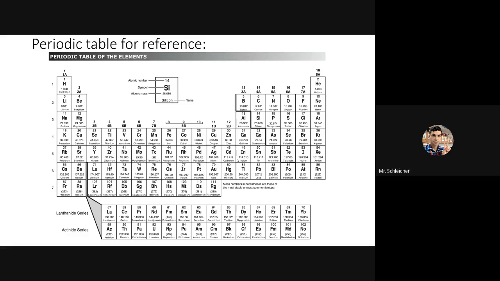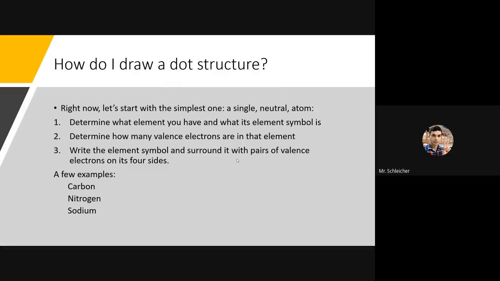So we're going to use this periodic table in order to answer some questions. This is just one of the ones made from when Texas did the STAAR. How do we draw a dot structure? Let's start with trying to draw a single neutral atom.